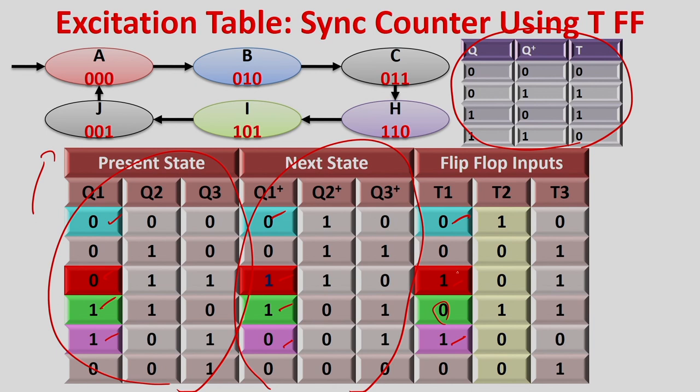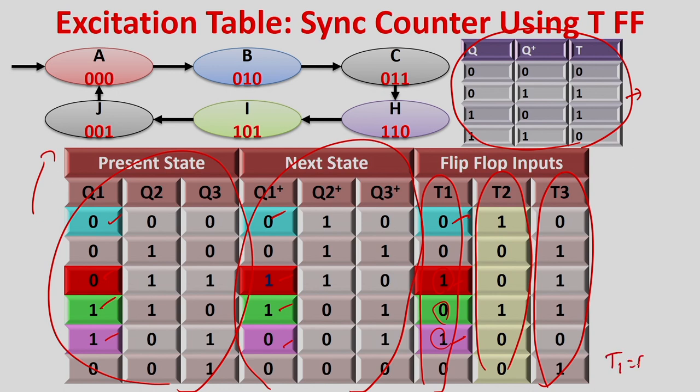So, in this case, if the state is changing, then you require input 1, otherwise 0. This is the behavior of T flip flop, this is the excitation table of T flip flop, and based on this, we can derive what will be the input for T1, input for T2, and input for T3. So, you derive T1 as a function of Q1, Q2, and Q3.